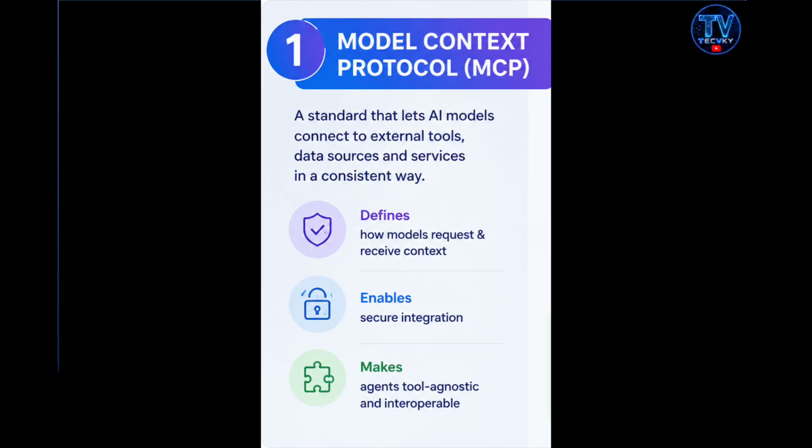So what are the advantages of MCP? First, it defines a standard way for AI models to request and receive context. Second, it enables secure integration because every interaction follows a structured protocol. And third, it makes AI agents tool agnostic. Today, your agent can connect to one database. Tomorrow, you can swap it for another system without changing the AI itself.